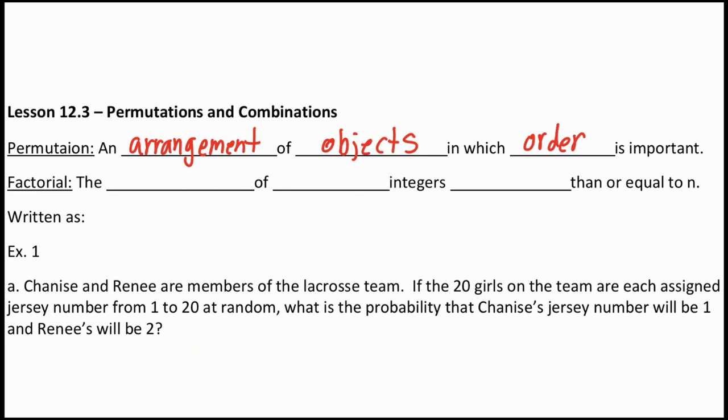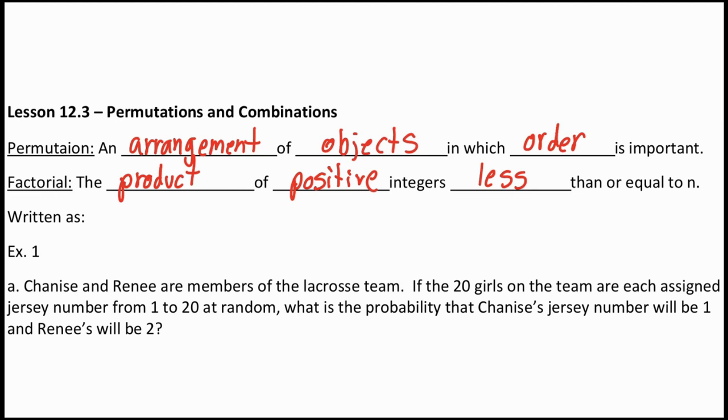And in order to do permutations, we have to do what's called a factorial. Have y'all ever heard of a factorial before? You have? Okay, cool. So the factorial is the product of positive integers less than or equal to n.